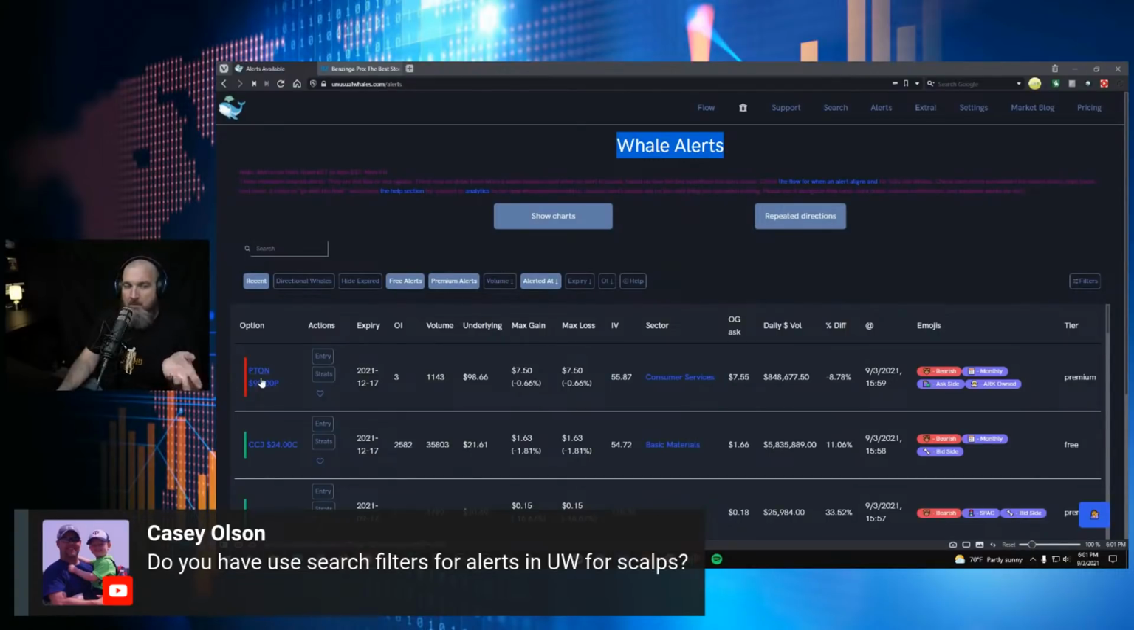Okay, so the Peloton $90 put came through as an unusual alert. Again, that's going to get me in the mindset of, am I swinging this? Am I playing it for a couple of days? What am I going to do? When I see that big of a volume alert, I know there's opportunity for me to get in right away and scalp it. So that's what I'm doing in Unusual Whales for my scalps.